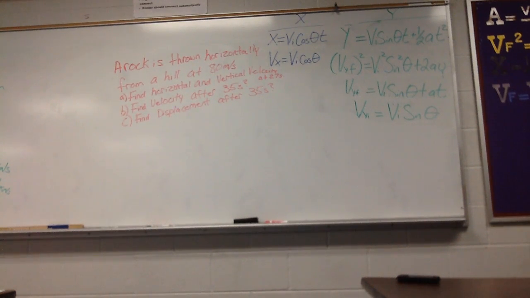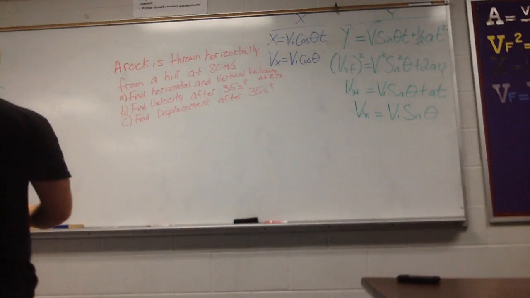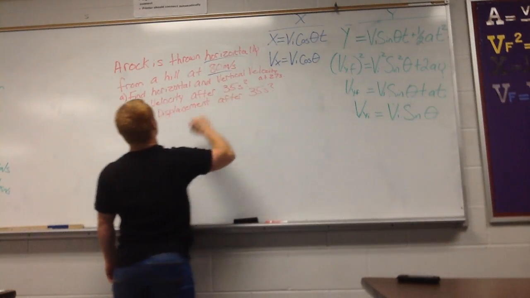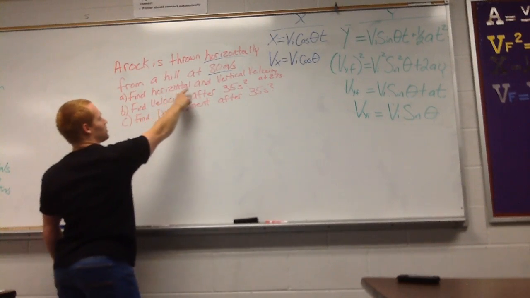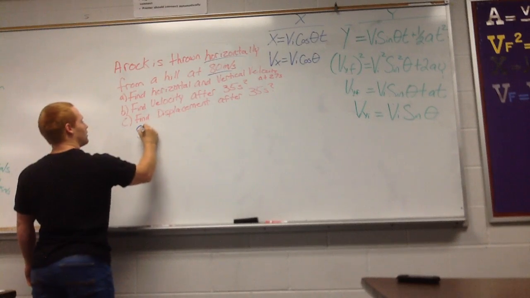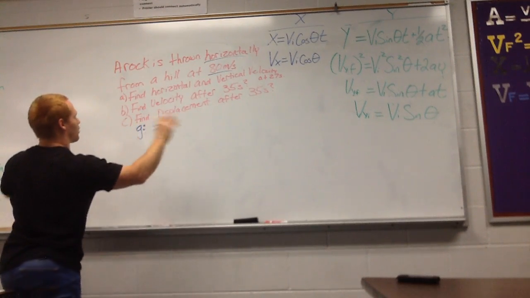So a rock is thrown horizontally from a hill at 80 meters per second. Find the horizontal and vertical velocity. So the first thing we are going to do is draw a picture.